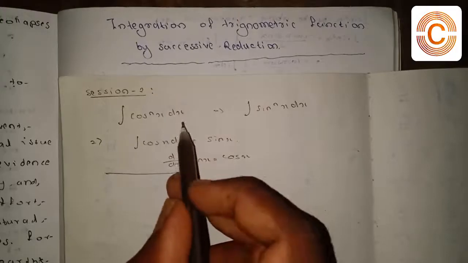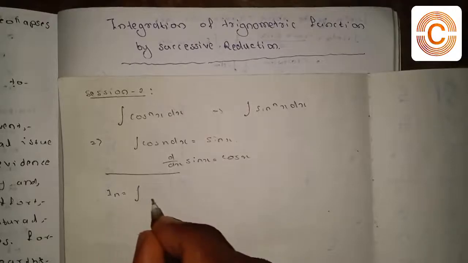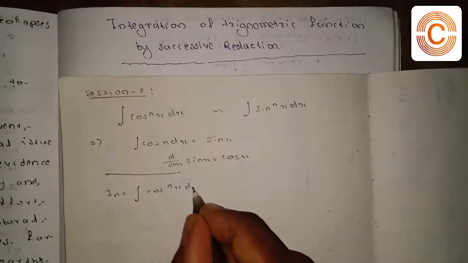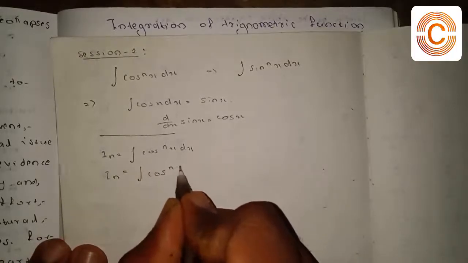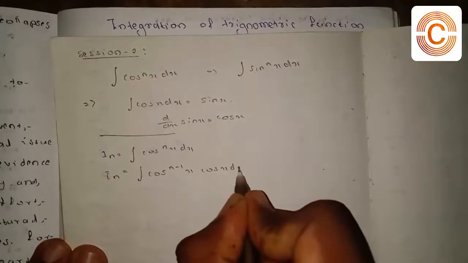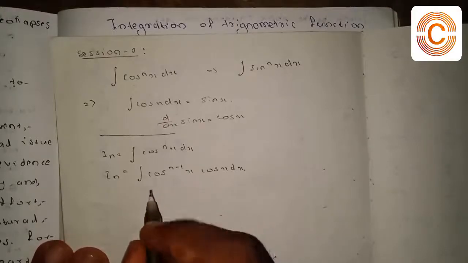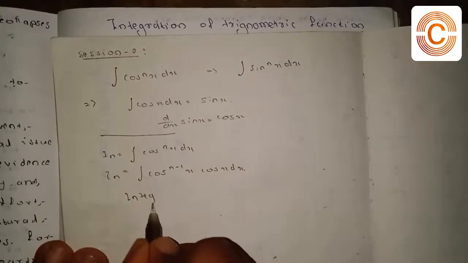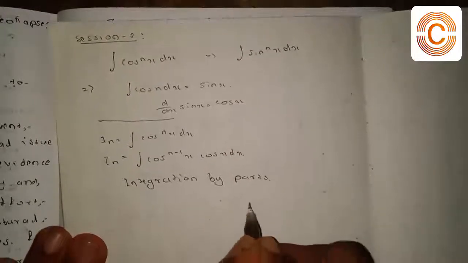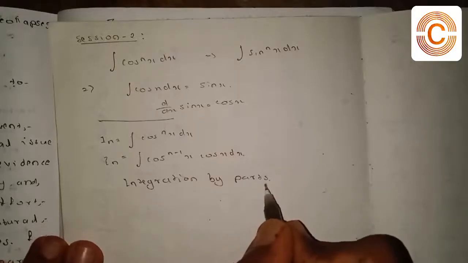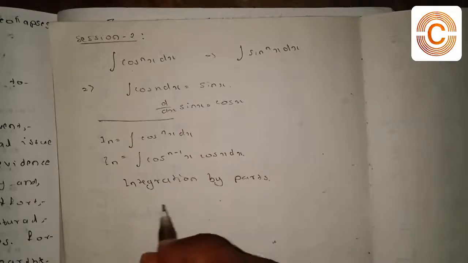So let's find the integral of cos^n x dx. First put I_n equal to the integral of cos^n x dx. Then change the term as the integral of cos^(n-1) x into cos x dx. In the next step, we apply the rule of integration by parts, which we know from the previous video. So let's put these things into the integration by parts formula.